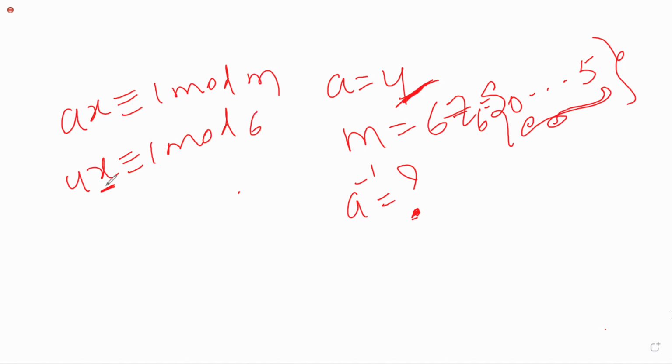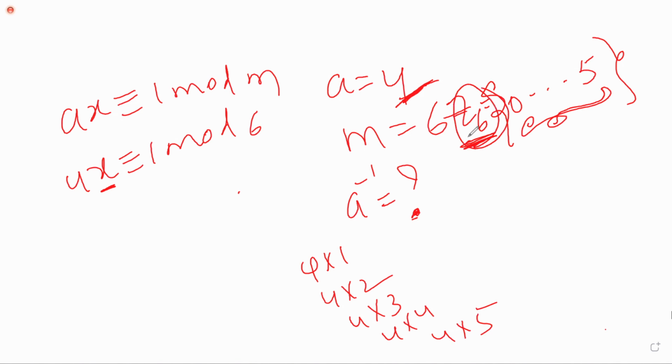So what we need to do is take 4 into x value 1, x value 2, x value 3, x value 4, up to 5. Why? Because Z6 is nothing but 0 to 5, and x, the multiplicative inverse, also belongs to the set Z modulo 6.